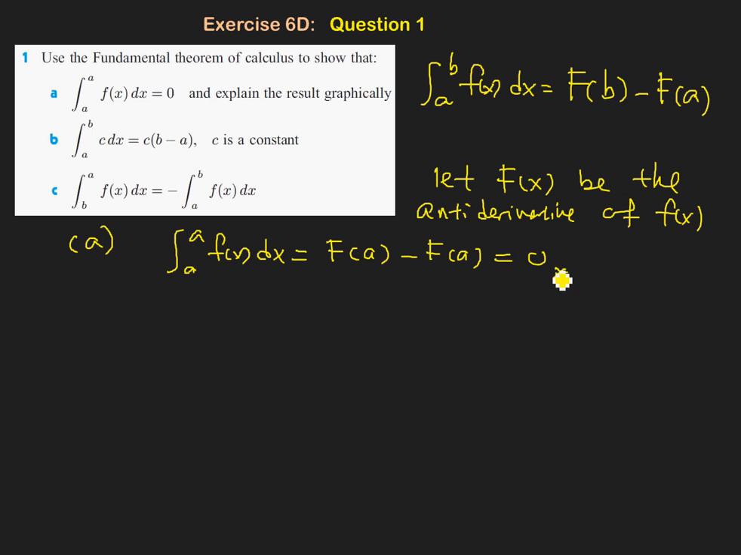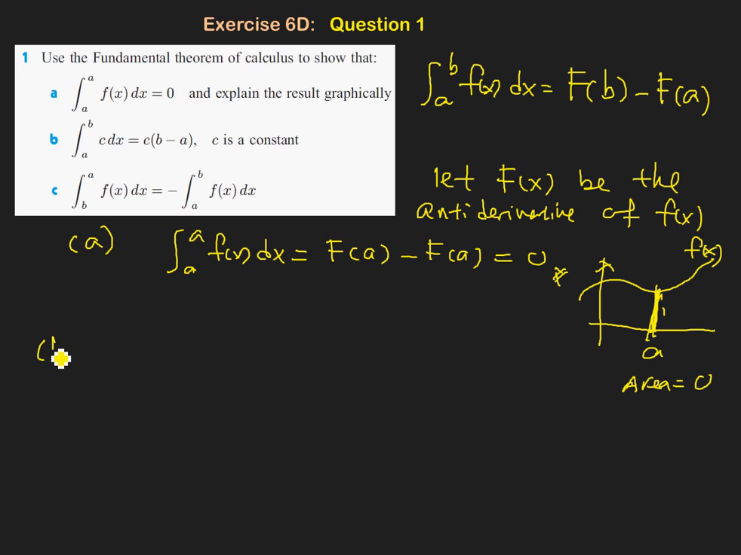So this is shown. Now if they ask you to explain the result, it's very clear. From a to a, this is the area function. From a to a is going to be a strip. Suppose when you sketch this, you get a function f(x). This is strip a, and from a to a there's no width in this strip, and so therefore the area is 0. So this is what the result means: the area is actually 0.